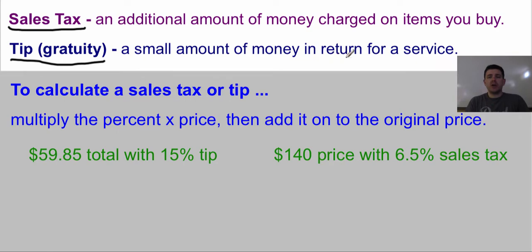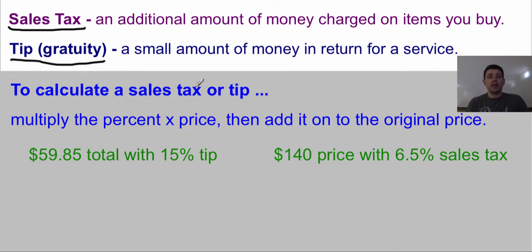And then we have a tip, sometimes called a gratuity. It's a small amount of money in return for a service. The most common place you're going to see it is tipping your waiter or your waitress at a restaurant, or maybe somebody is parking your car at a parking service or something like that. But it's basically a percentage or a small amount of your total that you're giving them as a payment for their service, or for their good service in some cases.